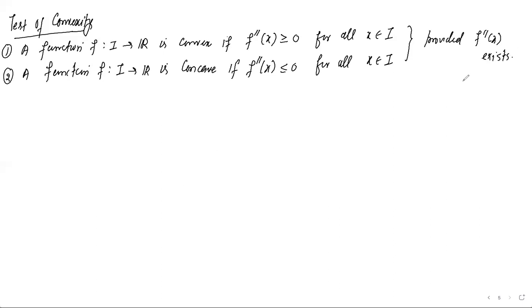So in fact, if this second derivative does not exist for a function at any point or at some point, then this test cannot be used. We must have this function f differentiable at every point. And after being differentiable at every point, if it happens that the second derivative is greater or equal to 0 for all the points inside I, then such a function is convex.